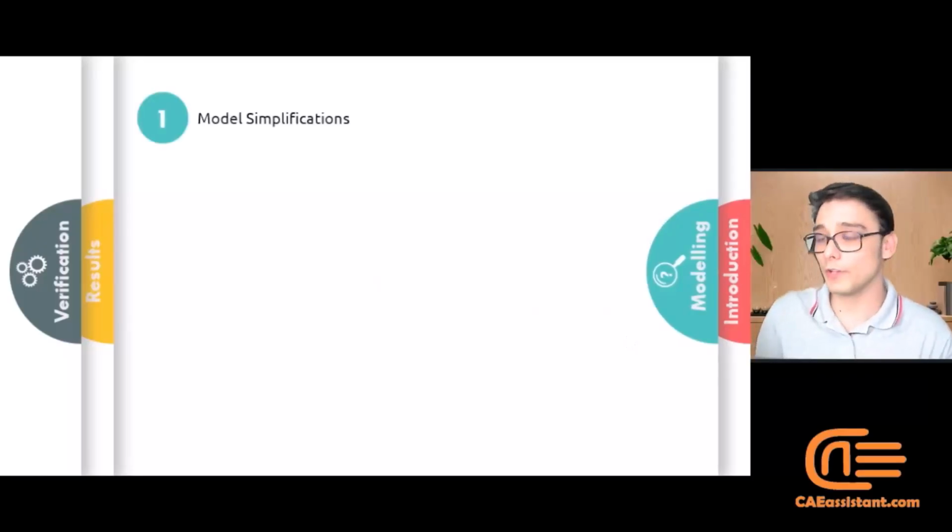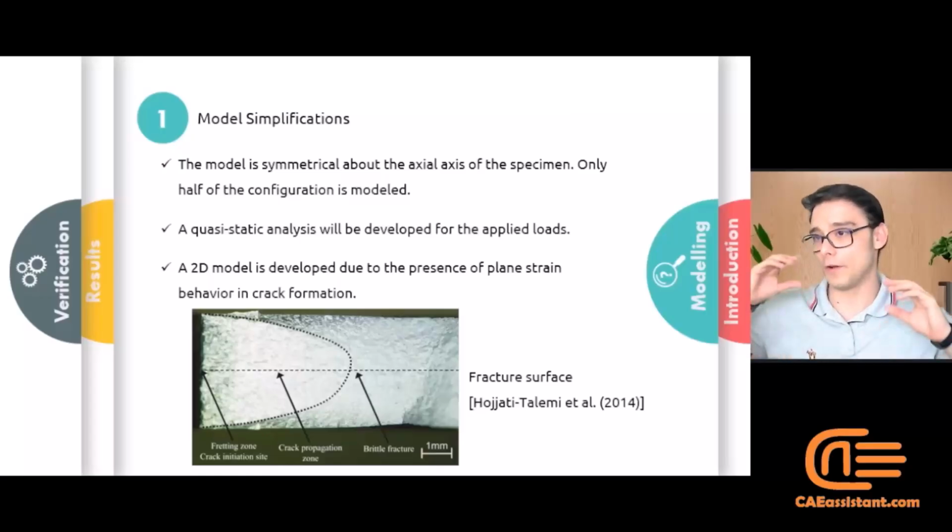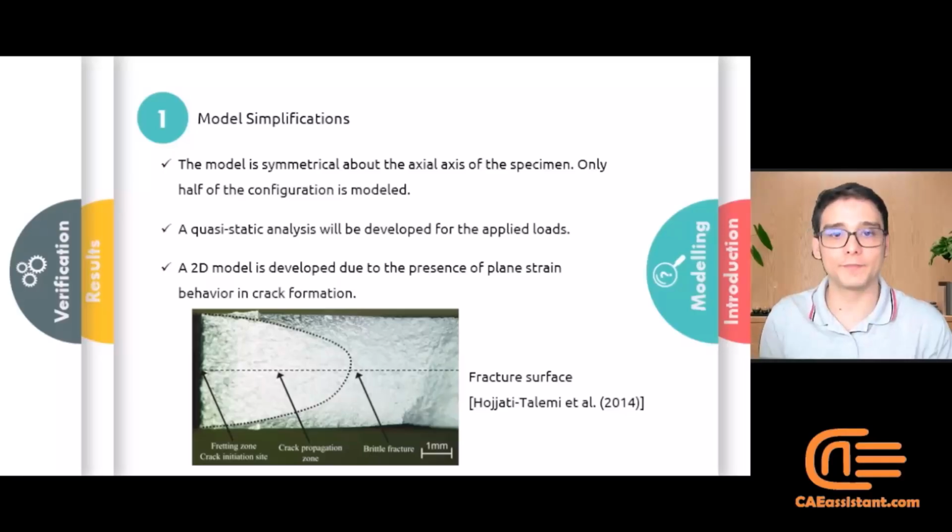Right now we're going to start with the workshops. First of all, we're going to consider some simplifications on the model. As you saw, the model is symmetrical about the actual axis of the specimen. So we're going to draw only half of the configuration, half of the specimen and only one of the pads.